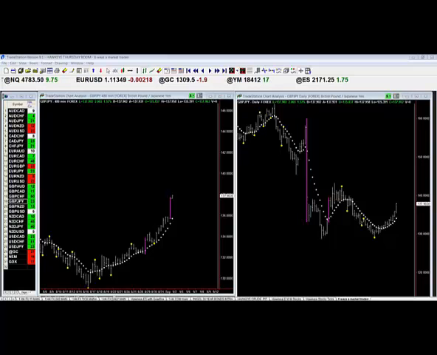David, can you explain how the volume indicator identifies a safe entry point, please? Yes.